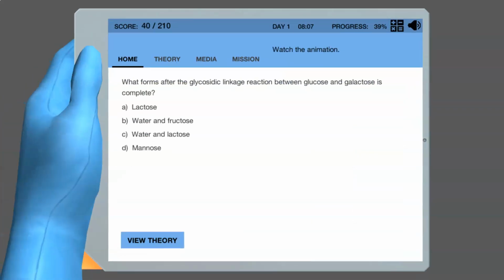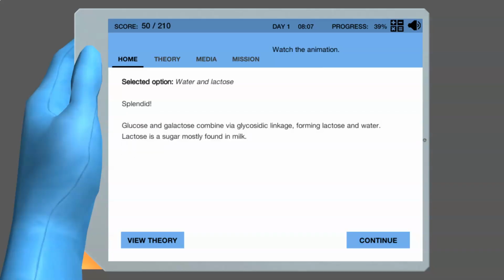What forms after the glycosidic linkage reaction between glucose and galactose is complete? Glucose and galactose combine via glycosidic linkage, forming lactose and water. Lactose is a sugar mostly found in milk.